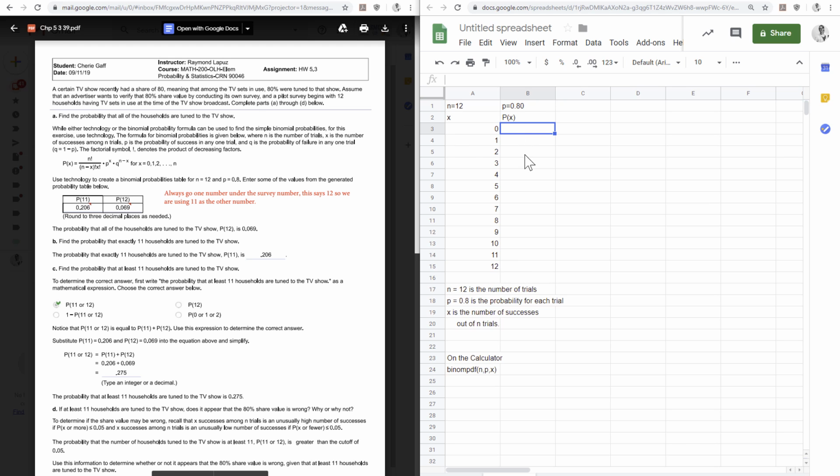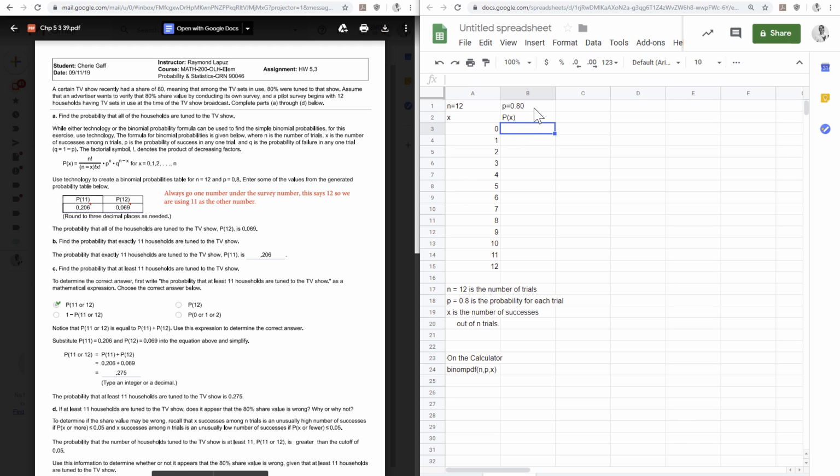So the binomial probabilities are set up so that X, the number of successes, is either 0, 1, 2, 3, all the way up to N. So if there's 12 of them, there's a probability that nobody's tuned in, 0. There's a probability that only one of them is tuned in. There's a probability that 10 of them are tuned in, or 11. And there's a probability that 12 out of 12 are tuned in. So that's all of them. So each of these values for X has its own probability.